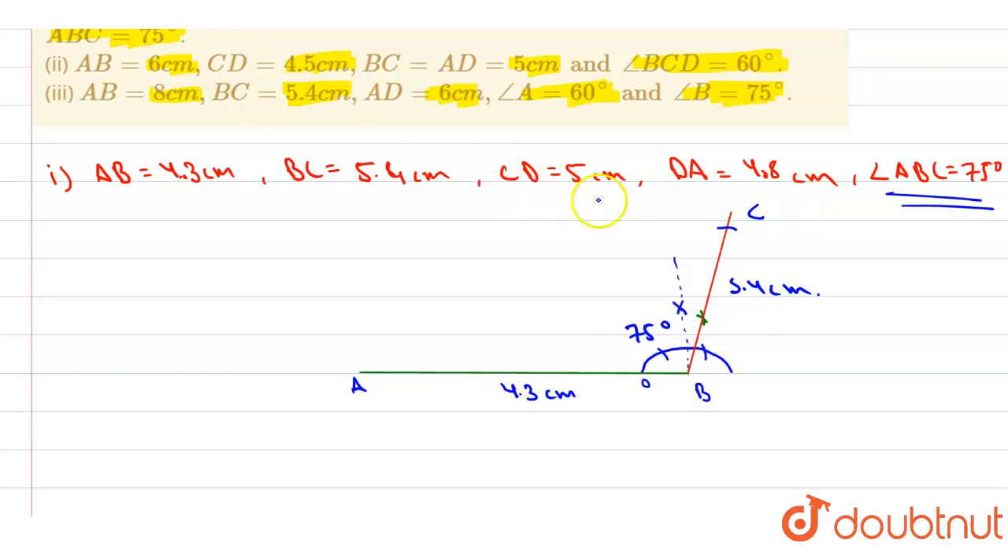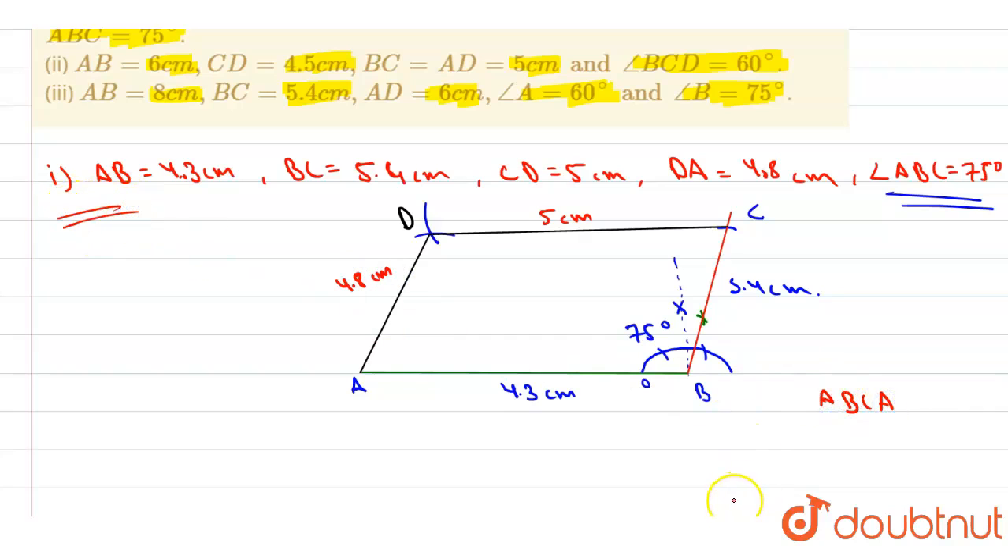So let's take the measure. CD is 5 centimeter, so from C, cut an arc of 5 centimeter. DA is 4.8, so from the point A, cut an arc of 4.8 centimeter. Let's suppose here the point of intersection is named D. So at the point of intersection, draw the lines DA and DC. So CD is 5 centimeter, DA is 4.8 centimeter. Therefore we have drawn a quadrilateral ABCD of these given measures. So this is complete.